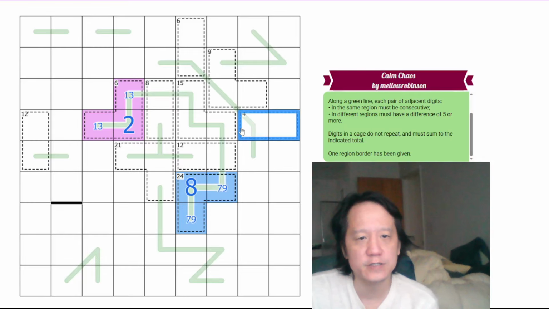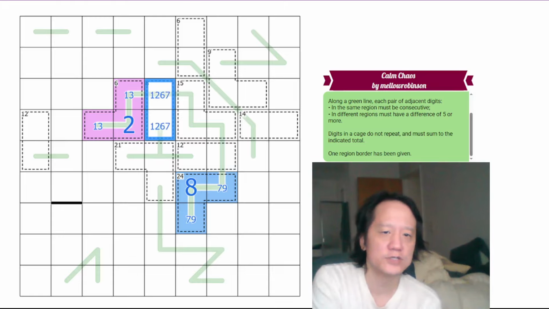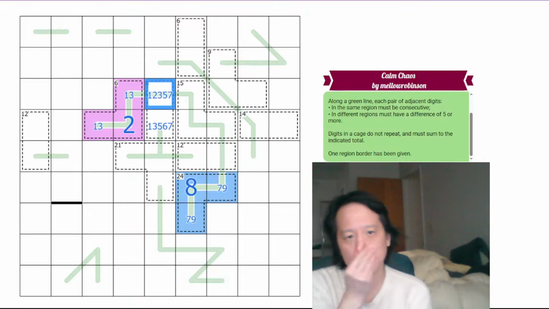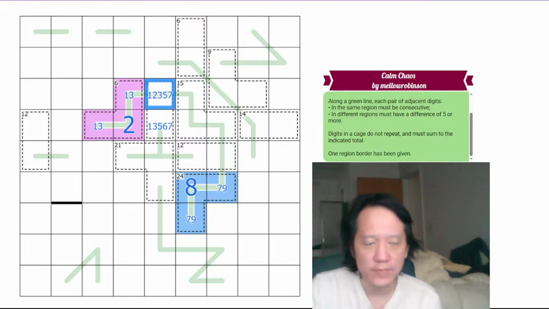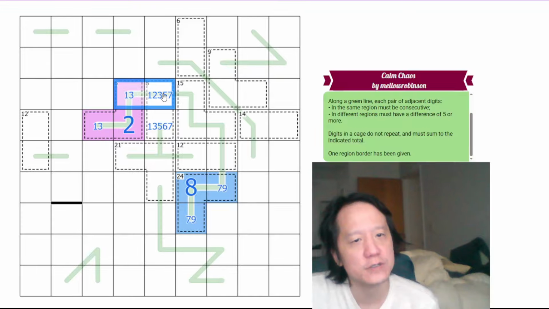Here, it has to be the digits. Okay, so to add up to 8, it's either 1, 7, 2, 6, or 3, 5. 2 can't be here, so this can't be 6. If this is 1, 3, and they're in the same region, it would have to be 2 here then.